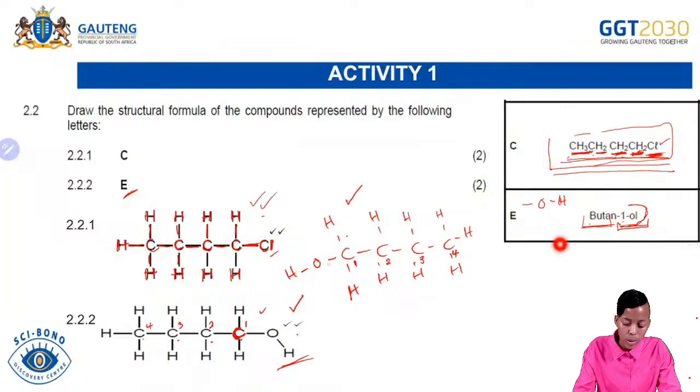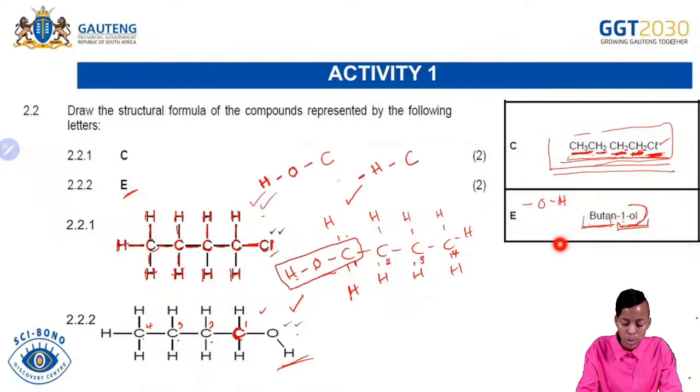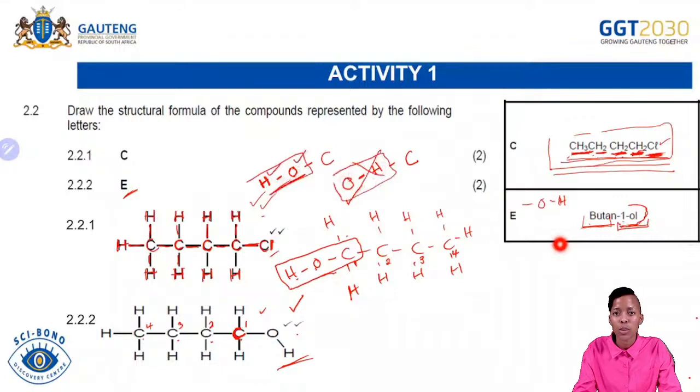And then again with the alcohols, you must be very careful when it comes to writing the OH. As you can see, if this is your carbon, what are you going to draw first? You are going to write the oxygen and then the hydrogen. You are not going to write the hydrogen and then the oxygen. So this structure would be wrong. You need to have the oxygen followed by the hydrogen.